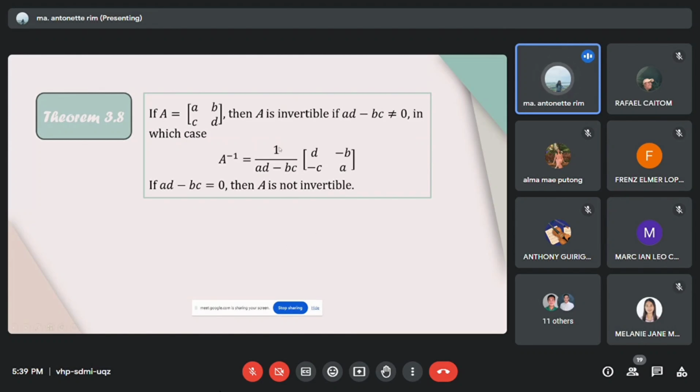multiplied by this matrix here. This expression is a scalar, 1 over AD minus BC, multiplied by this matrix. If you notice, we interchange the elements on the main diagonal. So ang A, gibaylo sa D: ang D na nasa babaw, ang A na nasa ubos. And we negate the other elements. So ang B nahimong negative B, and ang C nahimong negative C. So mao ni siya pagkuha sa inverse of a 2 by 2 matrix.